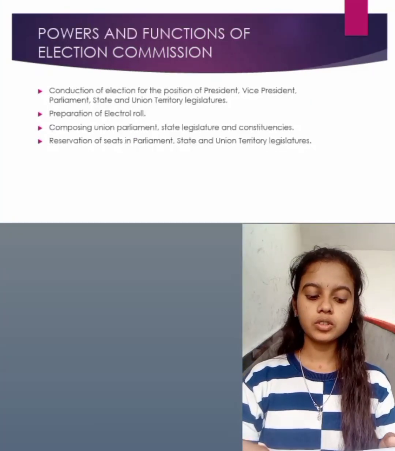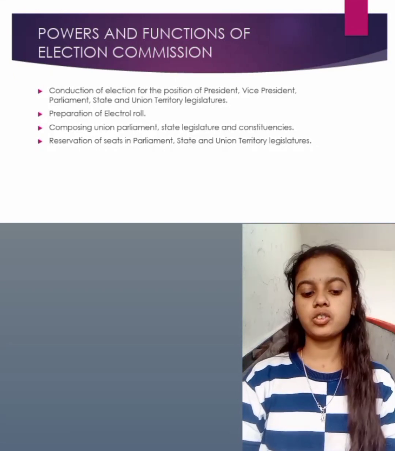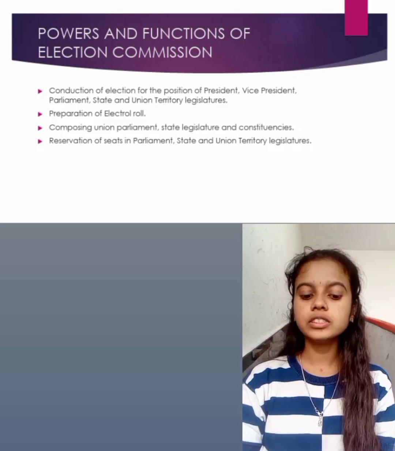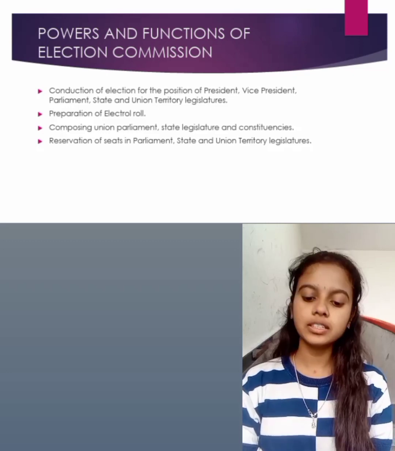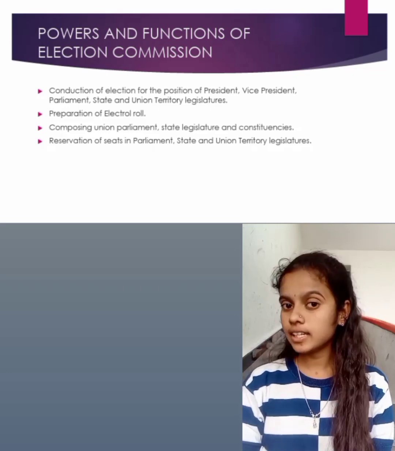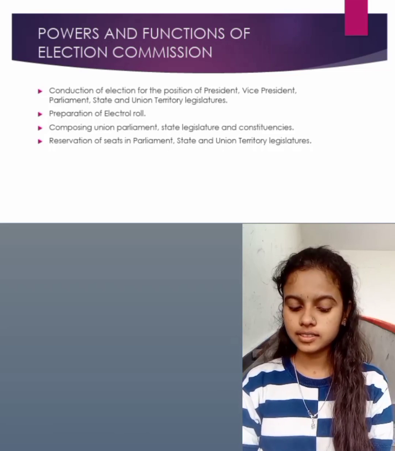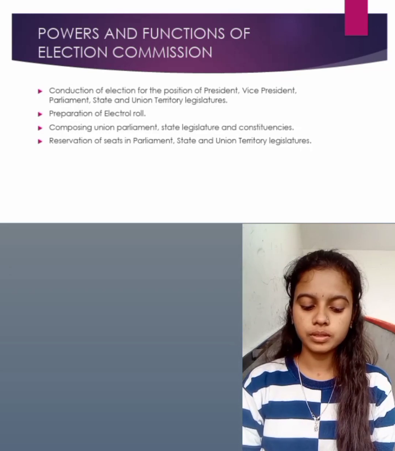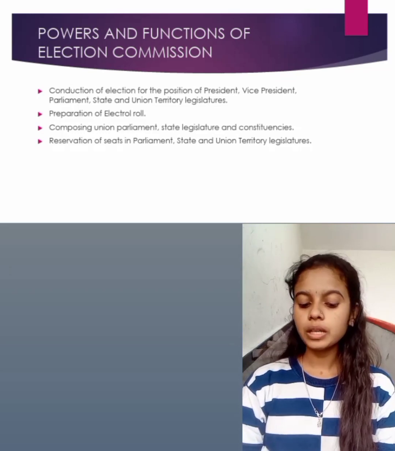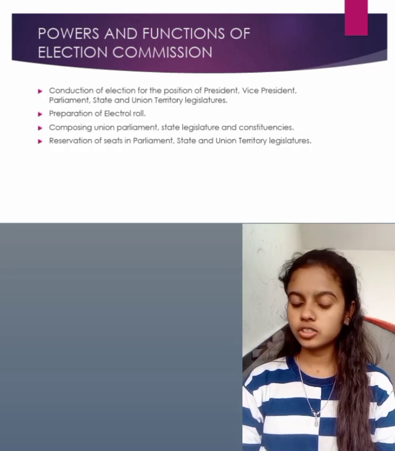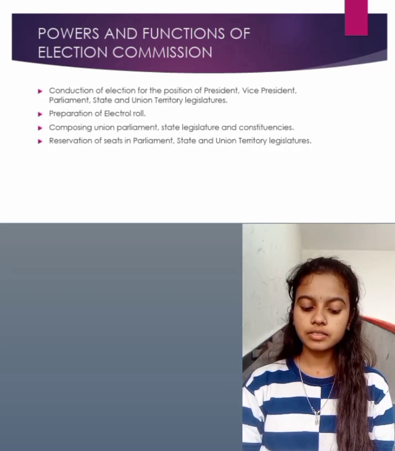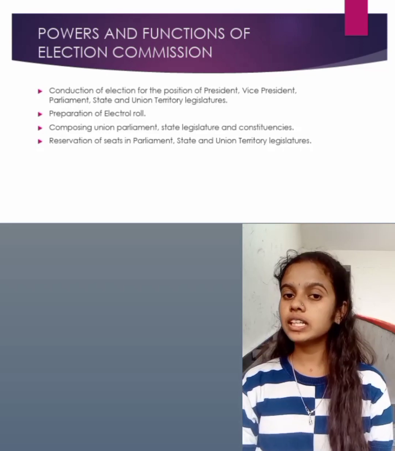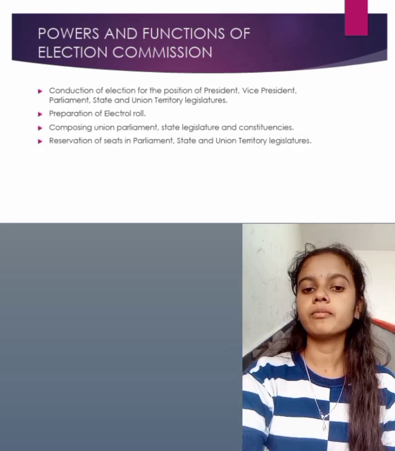Now let us move on to the powers and functions of the Election Commission of India. The first one is conducting the elections for the position of President, Vice President, Parliament, and the State and Union Territory Legislature. The second one is preparation of the electoral roll. The third one is composing the Union Parliament, State Legislature and the constituencies. And the last one is reservation of the seats in Parliament and the State and Union Territory Legislature.